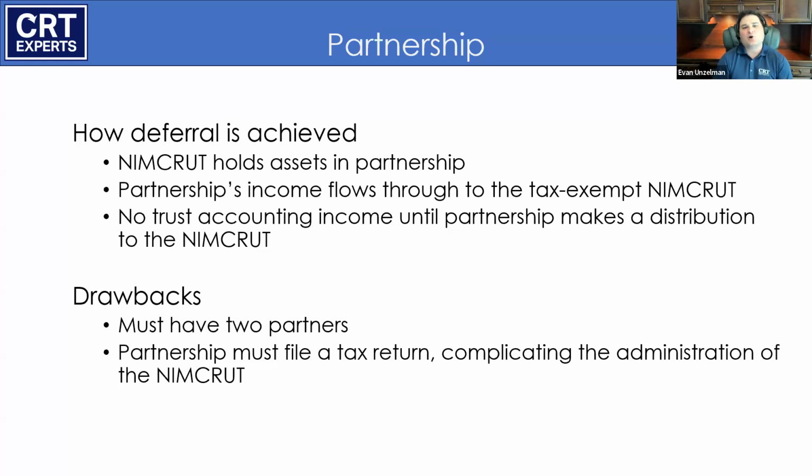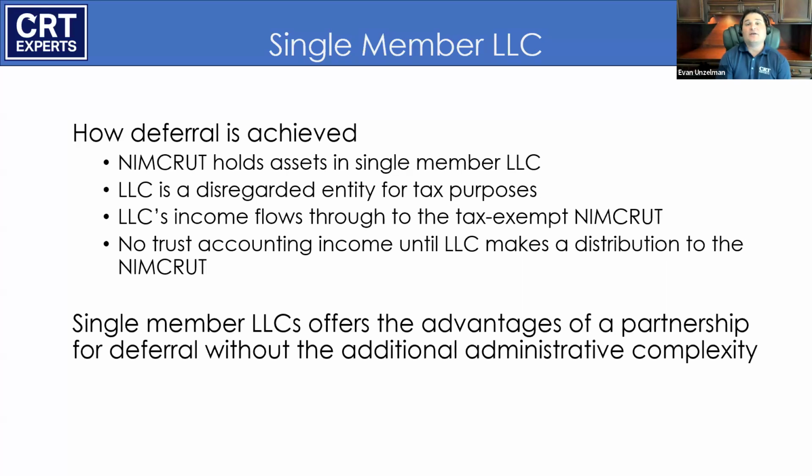The disadvantage with the partnership is we need two partners, and so we need to file a separate tax return. So now we've got to file a 1065 and issue the K-1 to the CRT, thus complicating the administration of the NIMCRUT. To get around that limitation, we're going to use a single member LLC. Most states now permit the formation of a single member LLC, including Delaware, which is where the trust will typically be under Delaware law.